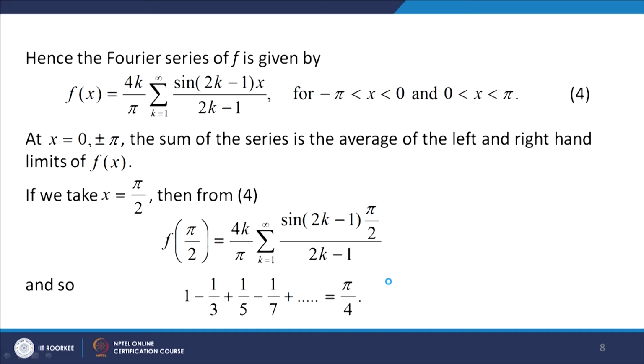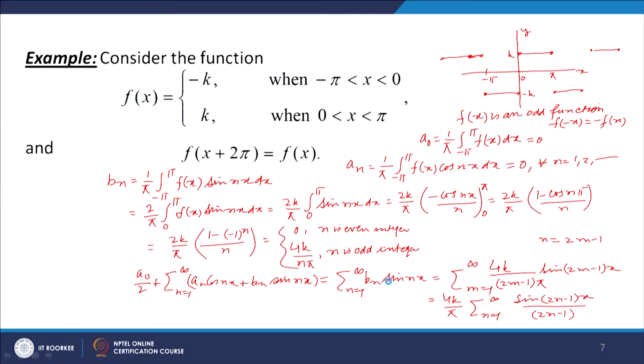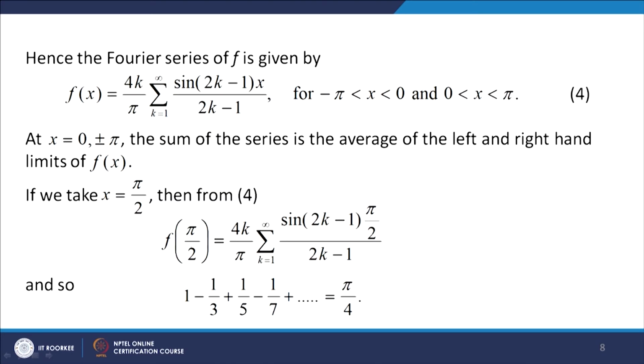Suppose I take x equal to pi by 2. At x equal to pi by 2, what do we notice? At x equal to pi by 2, the function is continuous and takes value k. Okay. So, since the function is continuous, f x will be equal to this series. Okay. So, we will have f pi by 2 will be equal to 4k over pi, sigma, instead of k here it should be n, n equal to 1 to infinity sin (2n minus 1) into pi by 2 over (2n minus 1).